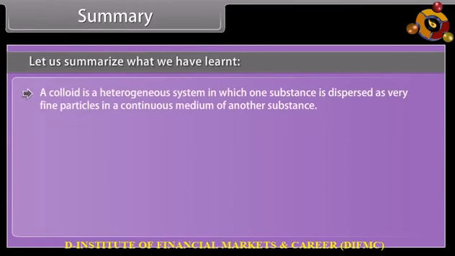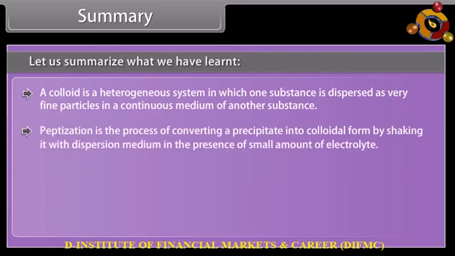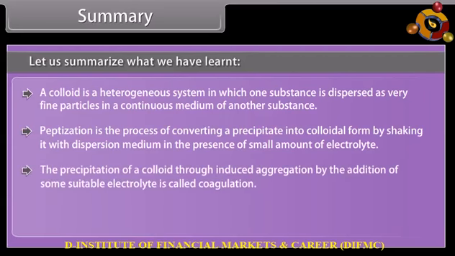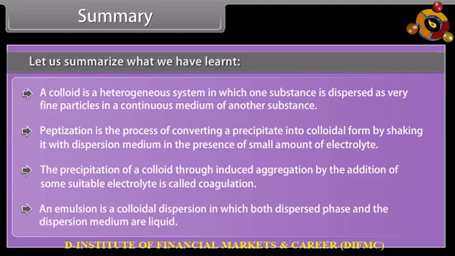A colloid is a heterogeneous system in which one substance is dispersed as very fine particles in a continuous medium of another substance. Peptidization is the process of converting a precipitate into colloidal form by shaking it with dispersion medium in the presence of small amount of electrolyte. The precipitation of a colloid through induced aggregation by the addition of some suitable electrolyte is called coagulation. An emulsion is a colloidal dispersion in which both dispersed phase and the dispersion medium are liquid.